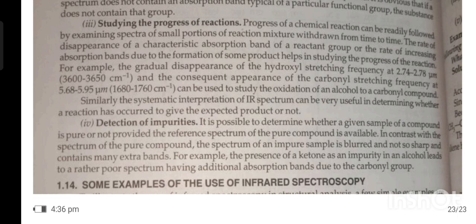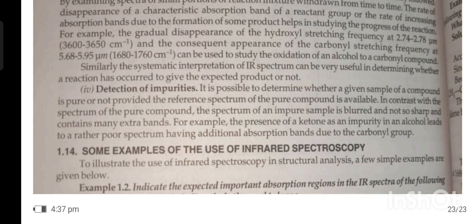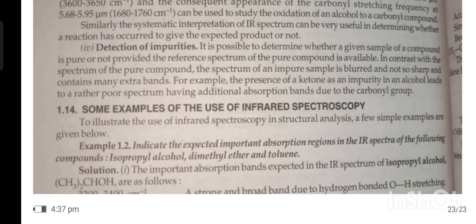Fourth, detection of impurities. It is possible to determine whether a given sample of a compound is pure or not, provided the reference spectrum of the pure compound is available. In contrast with the spectrum of a pure compound, the spectrum of an impure sample is blurred, not so sharp, and contains many extra bands. For example, the presence of a ketone as an impurity in an alcohol leads to a rather poor spectrum having an additional absorption band due to the carbonyl group.